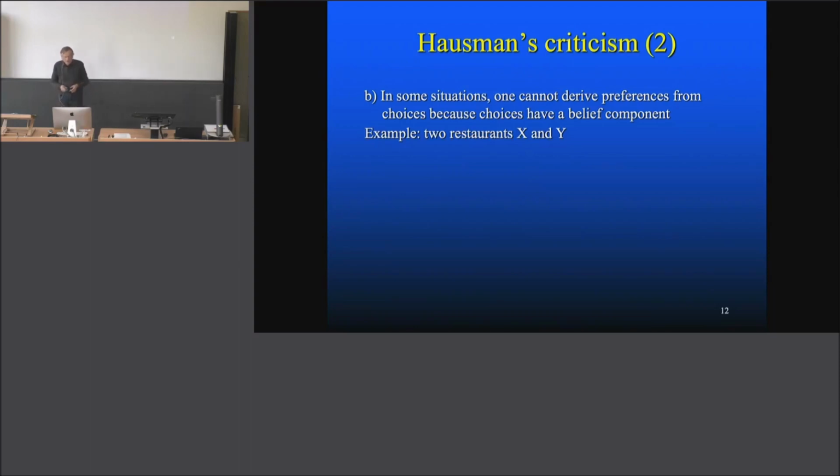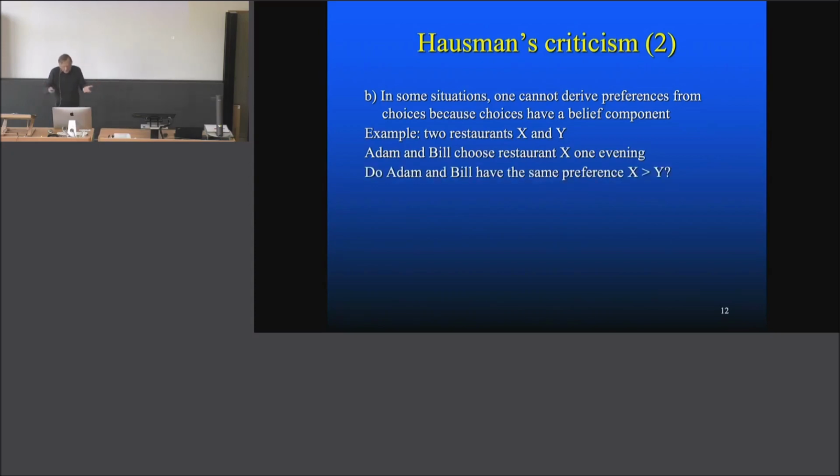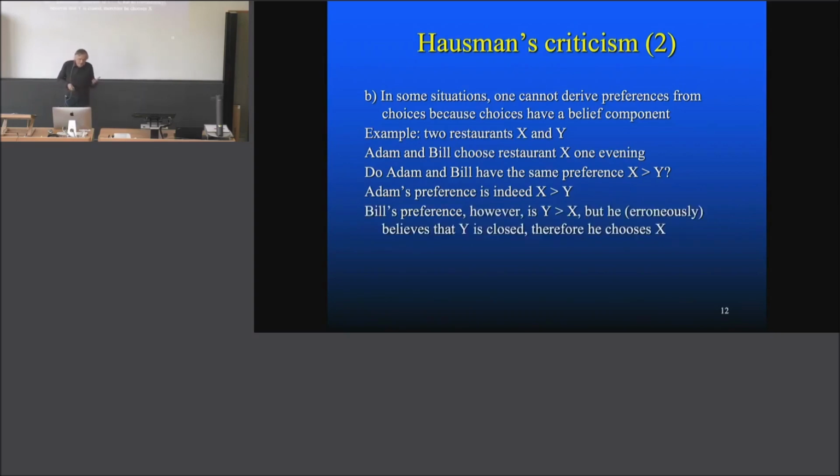And here's the example. Imagine there's a city with two restaurants, possibly even more, and we have Adam and Bill, and one evening they choose restaurant X. And then revealed preference theory, at first sight, would say, of course, Adam's and Bill's preferences are that X is preferred to Y because they choose it. Now the question is, is that really so? Now, it may be that Adam's preference is indeed X, so he prefers X to Y. But in fact, Bill's preference is Y. He prefers Y to X, but he erroneously believes that Y is closed, and therefore he chooses X.